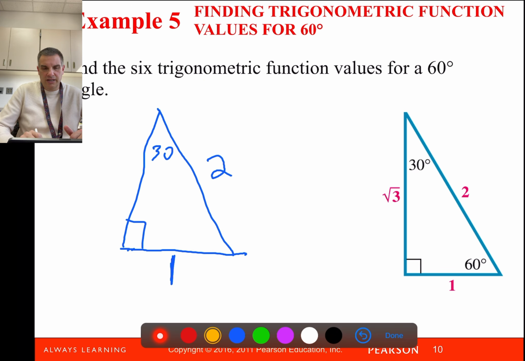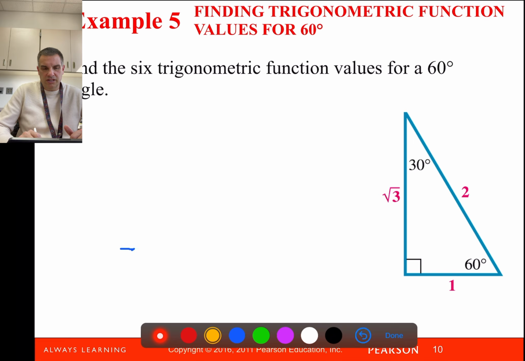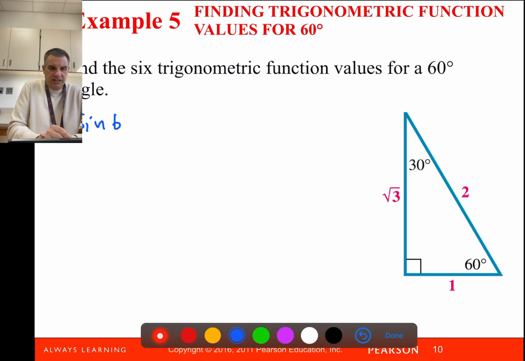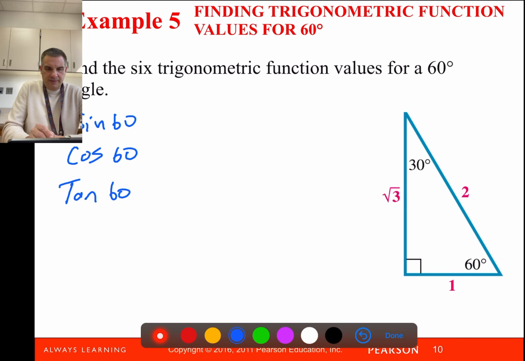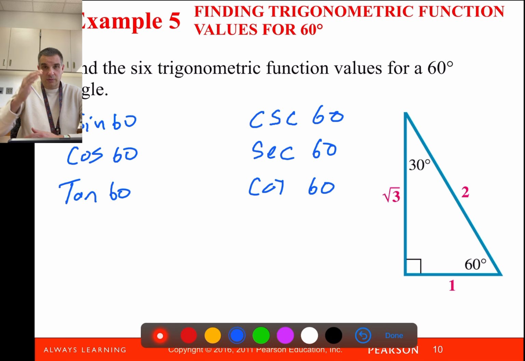Okay, so I'm going to erase my drawing of it just to give you time to do it. So we are going to find the sine of 60 degrees, the cosine of 60 degrees, the tangent of 60 degrees, the cosecant of 60 degrees, the secant of 60 degrees, and the cotangent of 60 degrees. And we're going to write those ratios, and these are exact values. And these are always going to be the same no matter what the 60-degree triangle looks like.